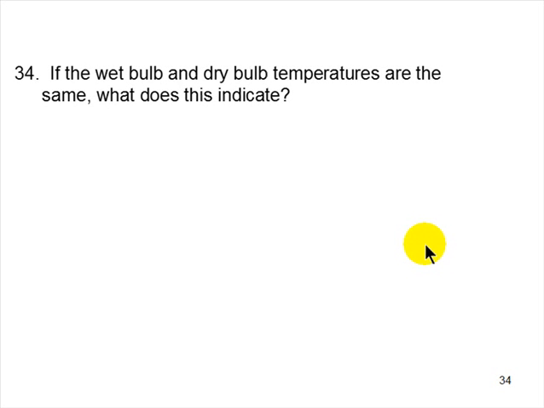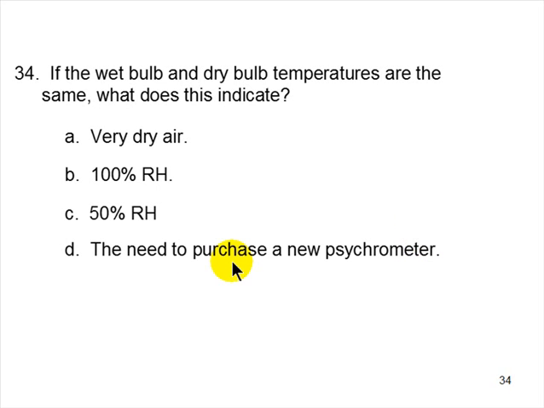34. If the wet bulb and dry bulb temperatures are the same, what does this indicate? Very dry air? 100% relative humidity? 50% relative humidity? The need to purchase a new psychrometer? Yeah, it's raining, or you're in a fog, or something is up. You have extremely high relative humidity. It's as high as it goes. The air is 100% saturated. Relative to whatever temperature you're at, you can't put any more water in that air. It simply will not absorb it. It's saturated. That's what 100% relative humidity means.